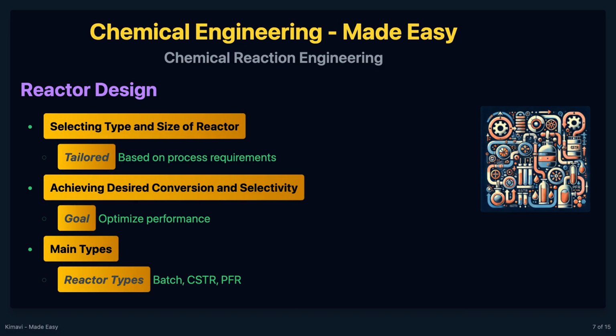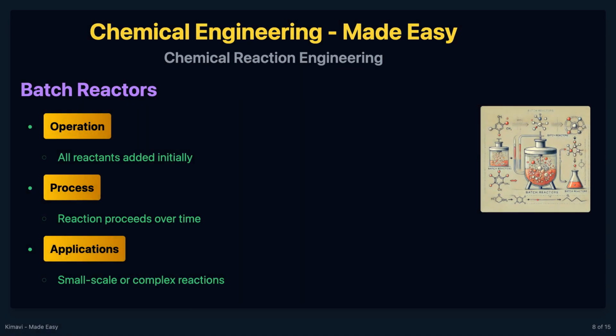Reactor design involves selecting the appropriate type and size of reactor to achieve the desired conversion and selectivity for a chemical process. The main types of reactors are batch reactors, continuous stirred tank reactors, and plug flow reactors. In a batch reactor, all reactants are loaded into the reactor at the beginning, and the reaction proceeds over time. Batch reactors are often used for small-scale production and for reactions with complex kinetics.